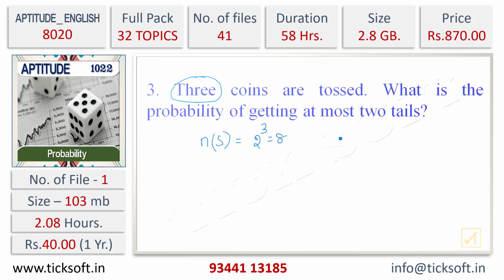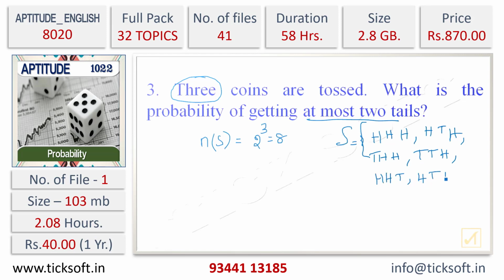And now what we have to do is find the probability of getting at most 2 tails. So to find this, we are going to write down the elements of the sample space. Here the elements of the sample space are HHH, HHT, HTH, that is head, tail, head, and then we have THH, and then we have TTH, and after that we have HTT, and THT, and TTT. These are the elements of S.